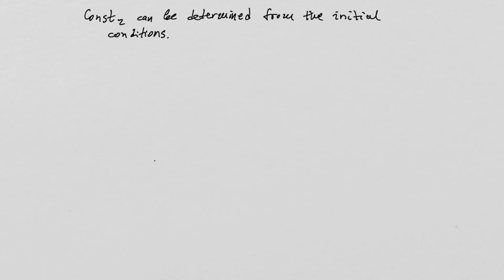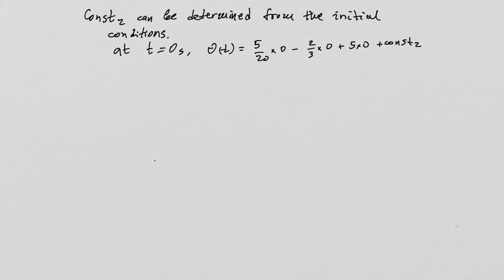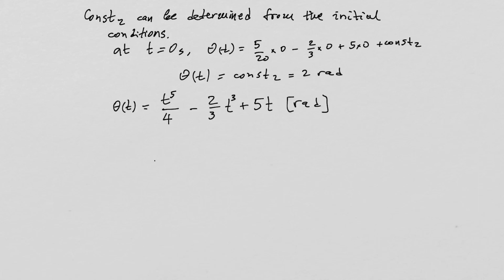So constant 2 can be determined from the initial conditions of the problem. The initial conditions state that at t equals 0 seconds, the angular position is equal to 2 radians. So if I substitute 0 seconds into the expression that I've got from the integration, I get that the angular position is just equal to constant 2, and that should be 2 radians. So constant 2 is equal to 2 radians.